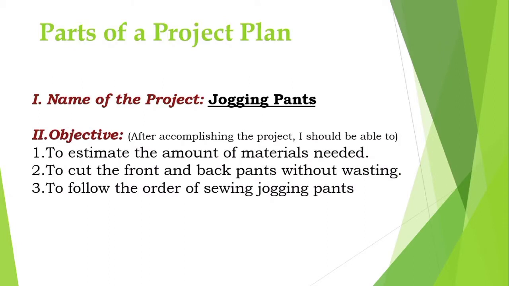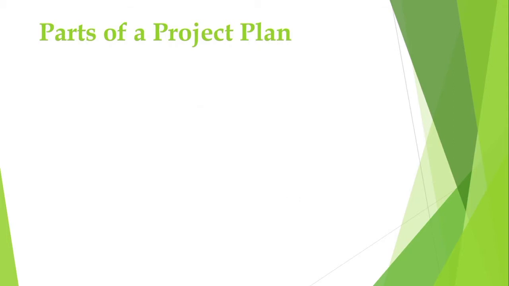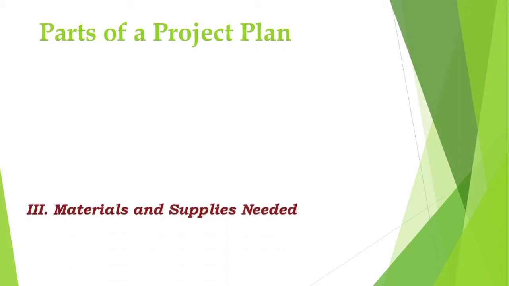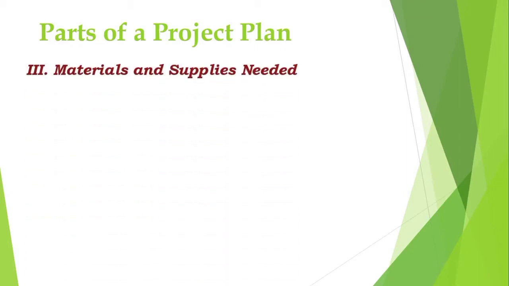Part 2 is the objective. After accomplishing the project, I should be able to first estimate the amount of materials needed. Second, to cut the front and back pants without wasting. And then third, to follow the order of sewing jogging pants. At this part of the project plan, you may copy the objectives in your answer sheet or in your project plan. Next, part 3 of your project plan is the materials and supplies needed.